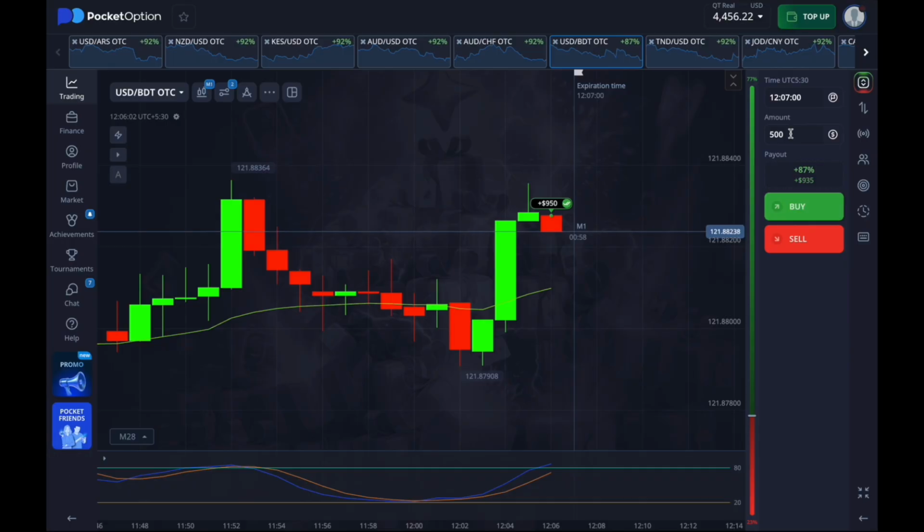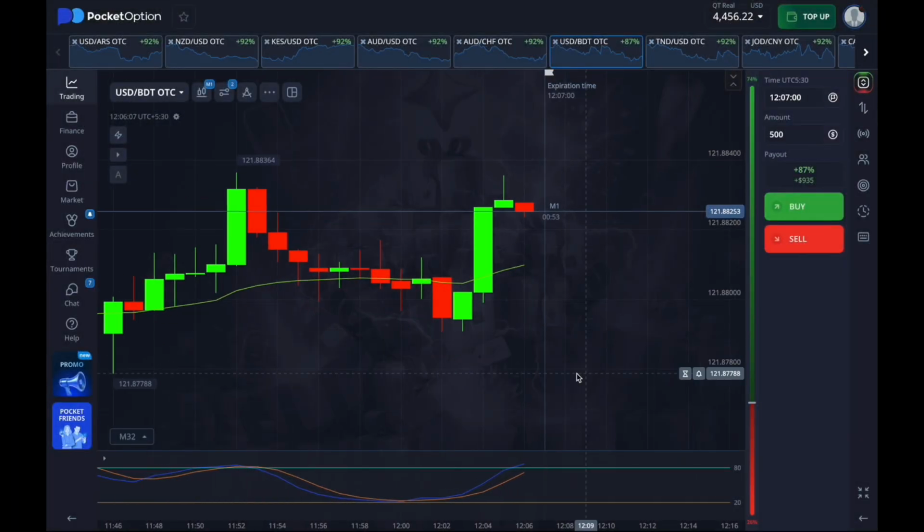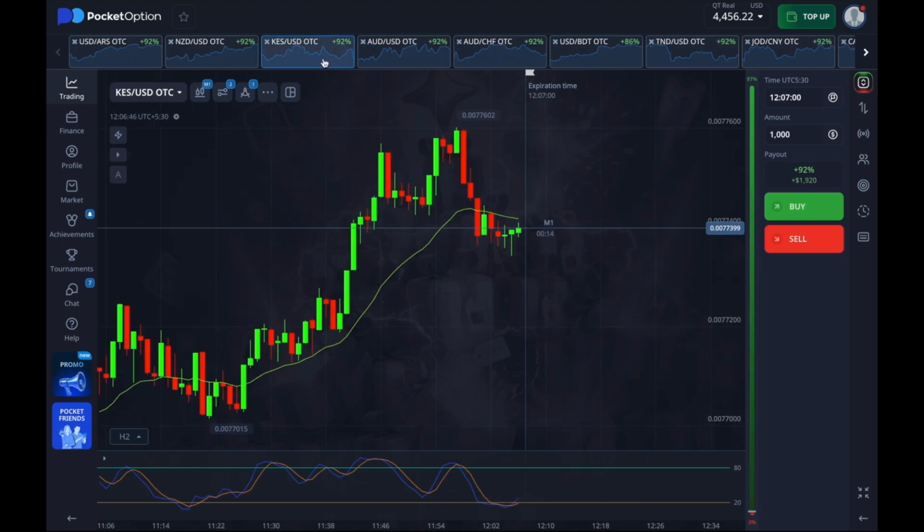But there we go, it closed as I expected. Second trade of the day, $500 risked, and that's another clean winning trade. Let's look for another high probability setup for my third trade of the day.